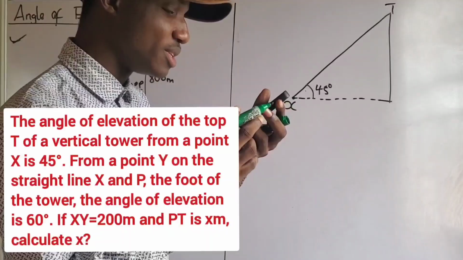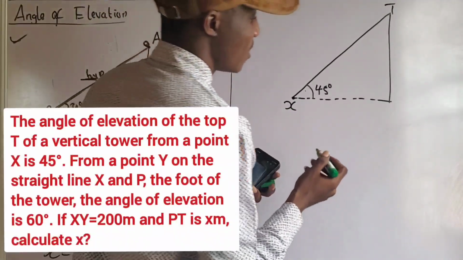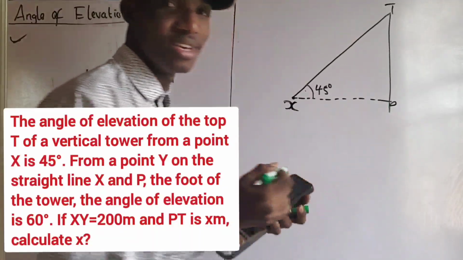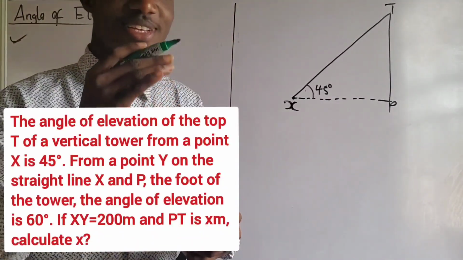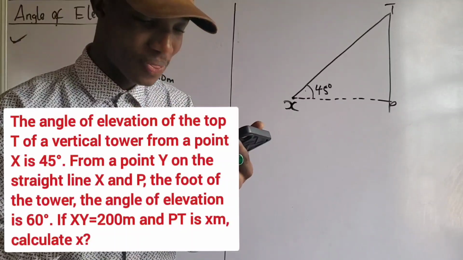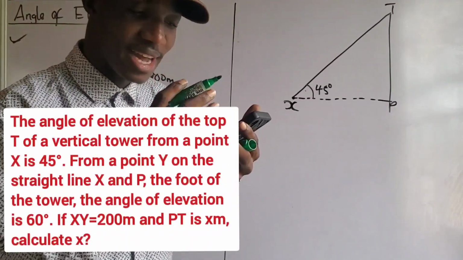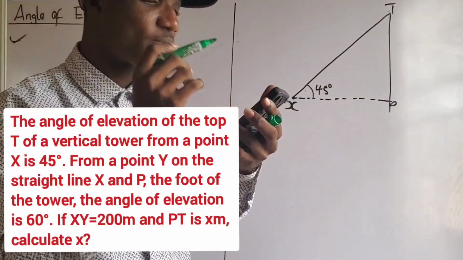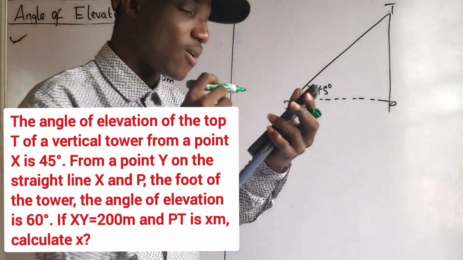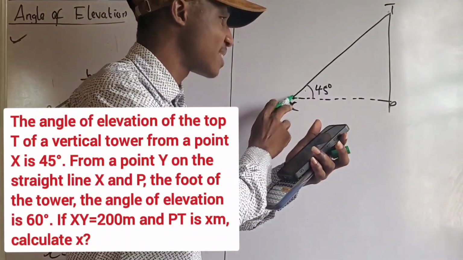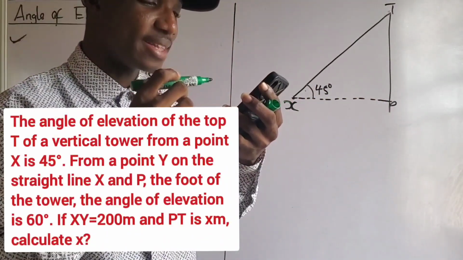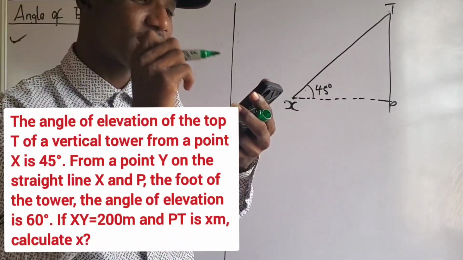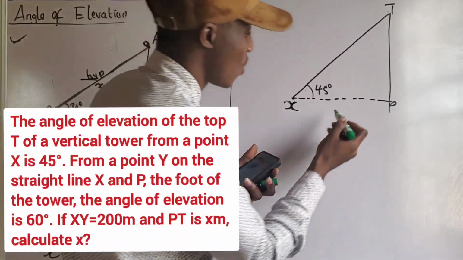From a point Y on the straight line XP, there is another point on this straight line XP. So this will be P. Just pay attention to the details of the question. The question starts by saying the angle of elevation of the top T of a vertical tower from a point X is 45 degrees. Now, on this straight line, there is another point, they call it point Y, on this straight line XP. So this point will be Y.